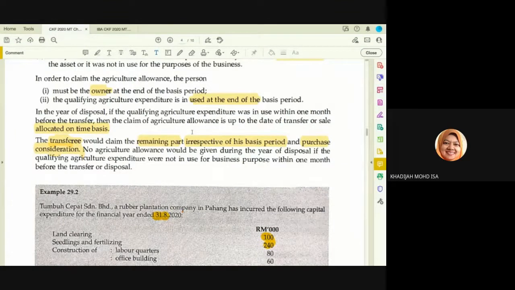Yeah, the transferee. So in this case, you have two parties, transferor and transferee. Transferor is the disposer. Transferee is the purchaser. All right. The transferee claims the remaining part irrespective of his basis period and purchase consideration. So what is available to the transferee for the same year of assessment is the balance of the allowance available. No agricultural allowance will be given during the year of disposal if not used within 1 month.